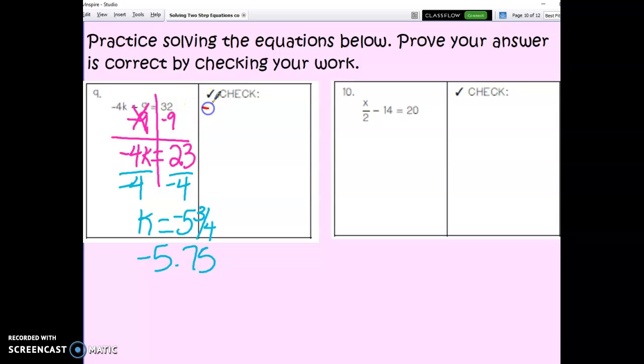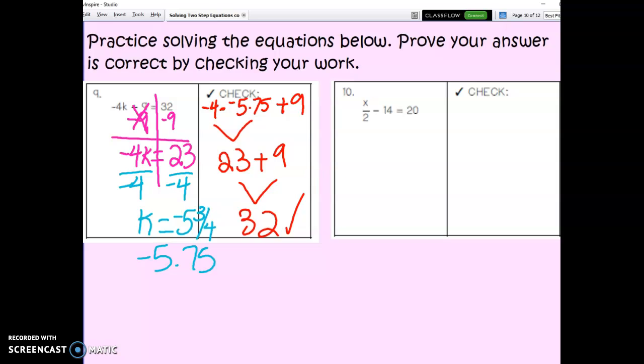I've got negative 4 times negative 5 and 75/100 plus 9. All right, I'm going to multiply first. Negative 4 times negative 5 and 75/100 gives me 23. 23 plus 9 is 32. And we have the correct answer.